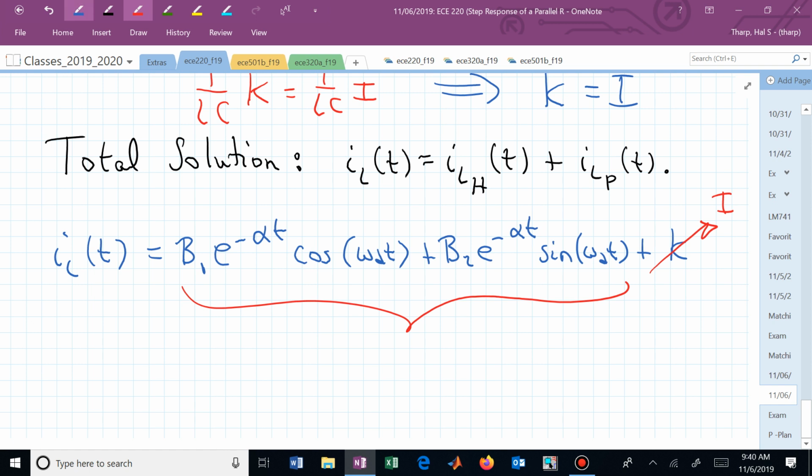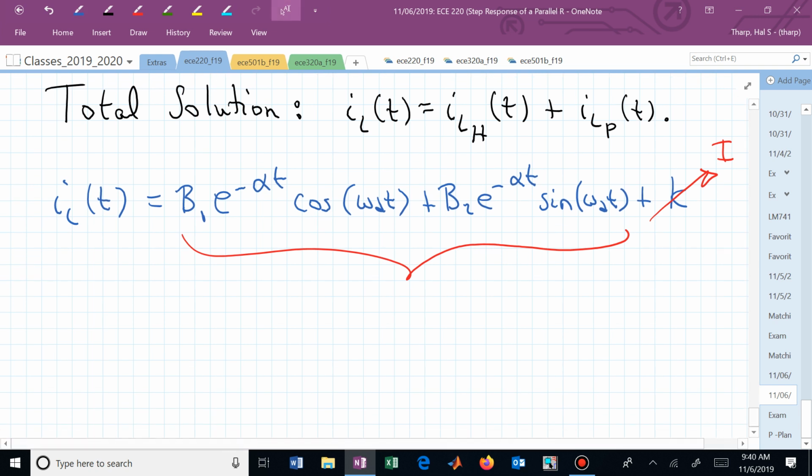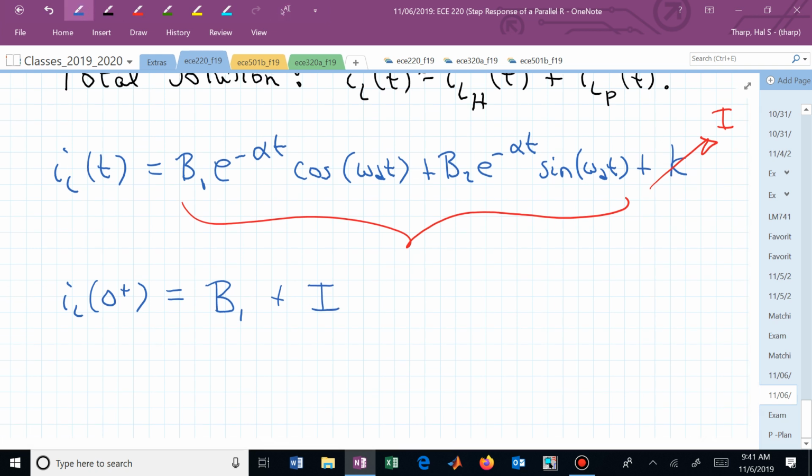Now we can solve for those unknown B's by our initial conditions. We find the initial current from this structure. We plug in 0 everywhere we see a T, and what do we end up with? The sine piece goes away, the cosine goes to 1, the e to the minus alpha 0 goes to 1. We have B1 plus I. But in this particular circuit, what was I sub L of 0 plus? When we had that switch closed from minus infinity to 0, and then we opened it at 0. What was it before 0? What was our current in the inductor?